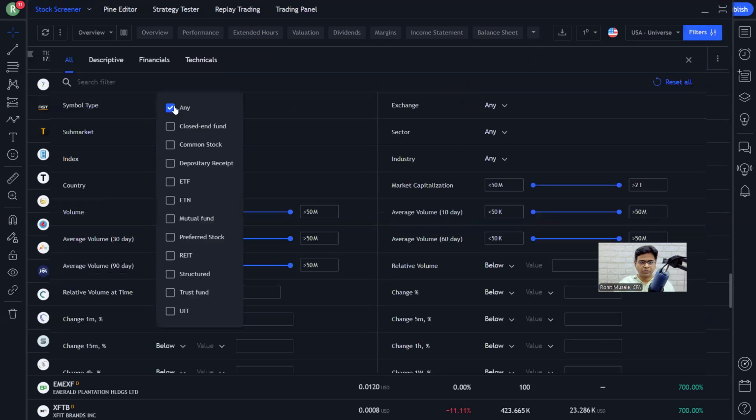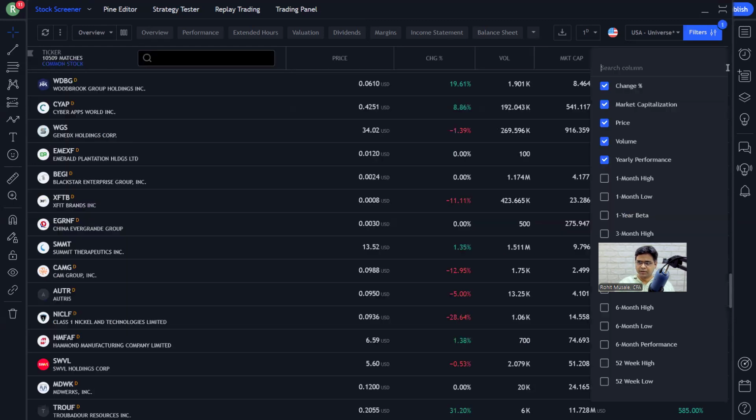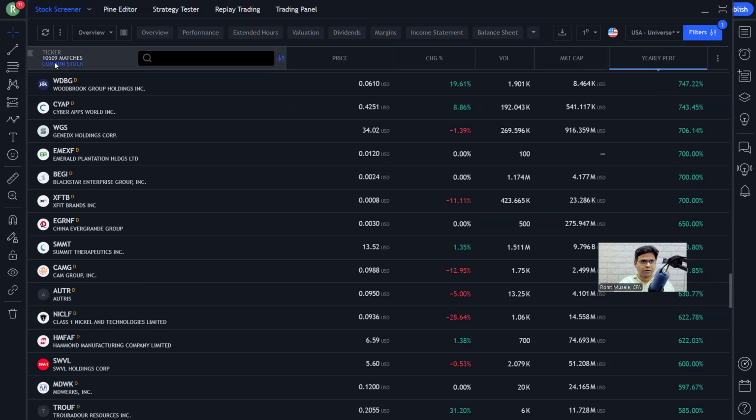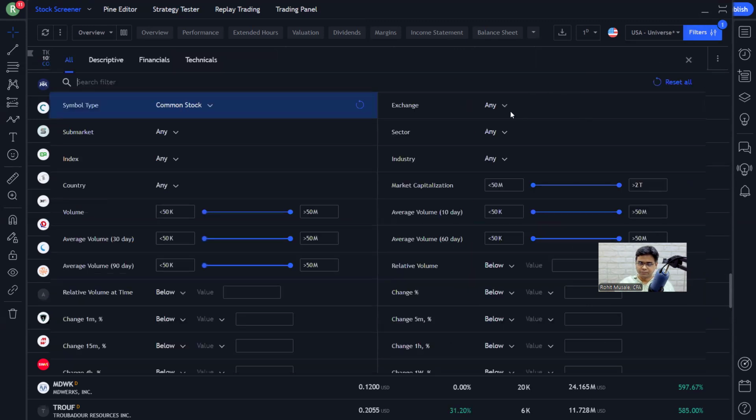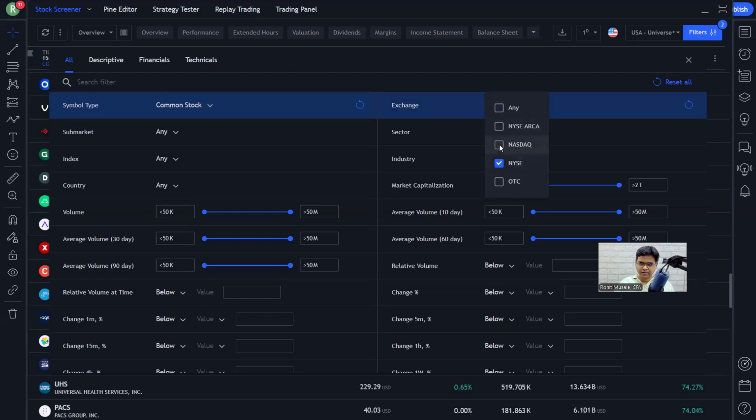So symbol type is common stock. Now let's see what's that number. Now common stocks are 10,509. Now this includes all the exchanges in the US market, but we only want Nasdaq and NYSE. So let us do that. Exchange, see, it contains over the counter and NYSE ARCA. I don't know what this is, but this is the main thing, NYSE and Nasdaq.